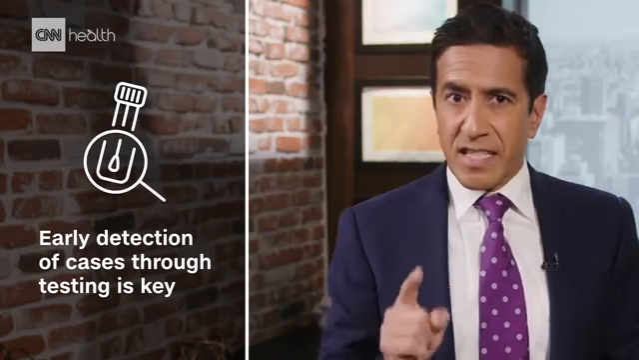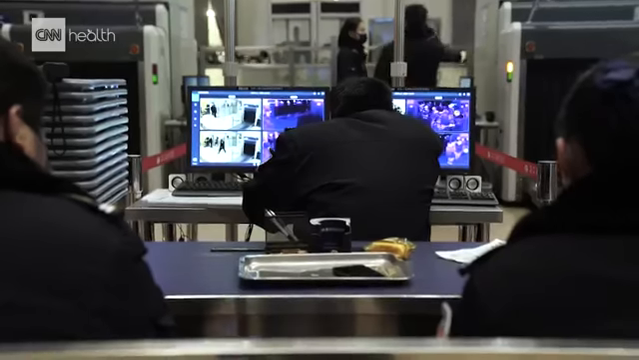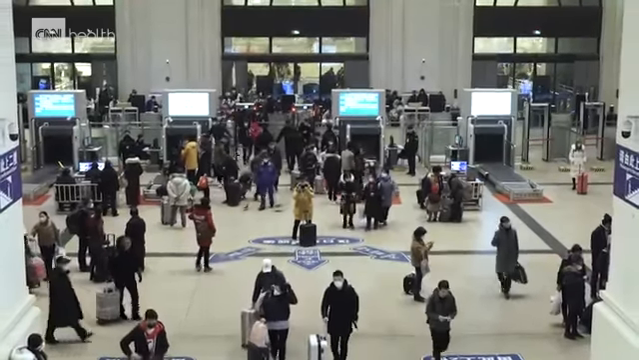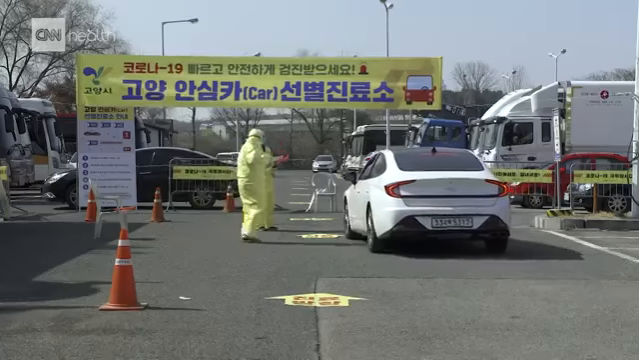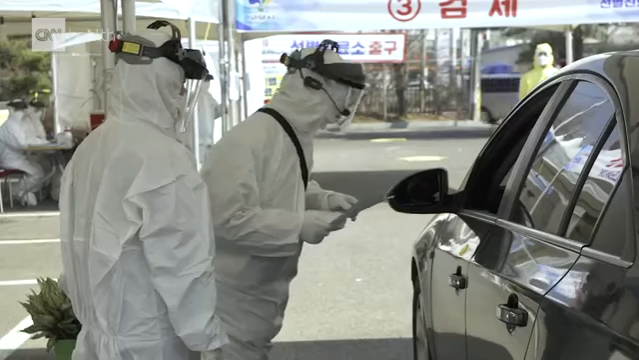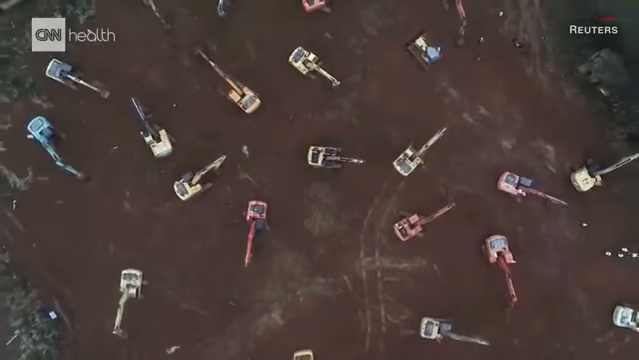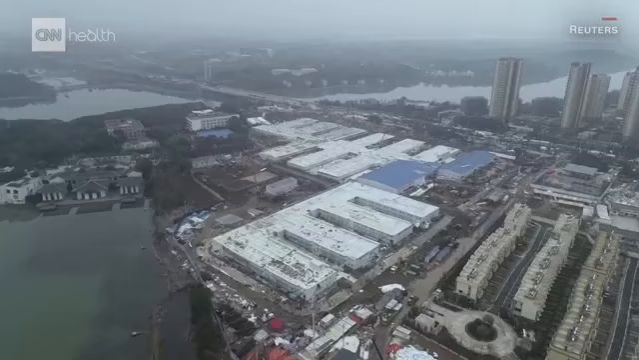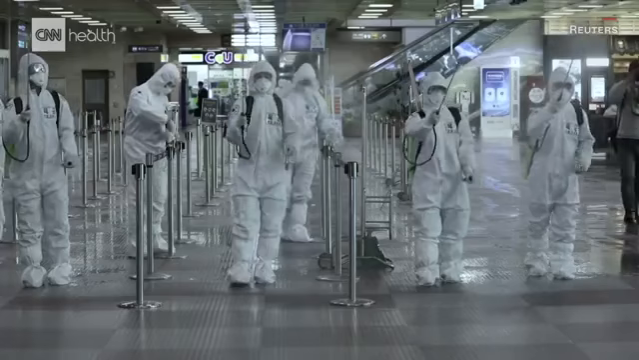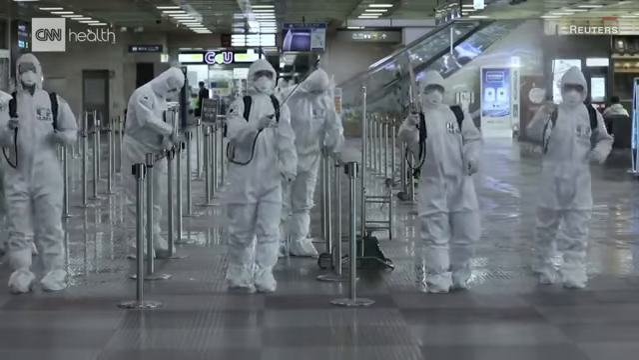Early detection of cases through testing, that's the key. And some countries have taken it to the next level. For example, in China, they quickly deployed thermal monitoring technology to record temperatures. And in South Korea, they pioneered further innovations like drive-through testing. From providing emergency resources and investment to building infrastructure at speed, governments around the world now are working to contain and then mitigate this outbreak.